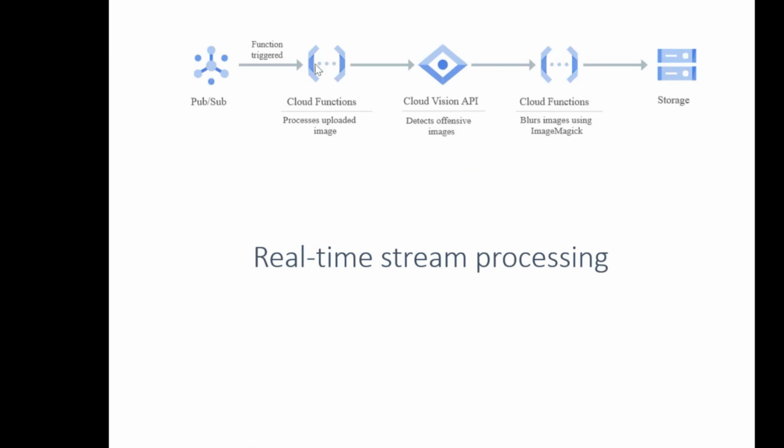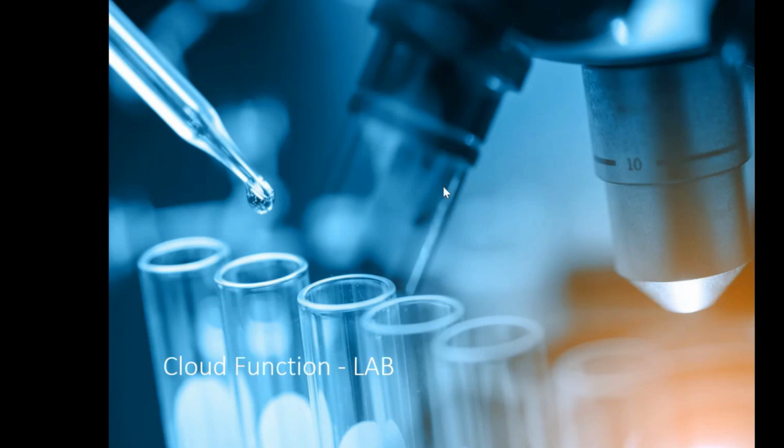When the event fires in pub/sub, the message comes based on the pub/sub event, the cloud function gets executed, and this cloud function can send some message to Cloud Vision API. And the moment the message comes in Cloud Vision API, you can fire another cloud function. So based on our requirement, we try to implement real-time stream processing using pub/sub. So we have just executed two labs in the cloud function. The main purpose is to understand the serverless environment using cloud function.